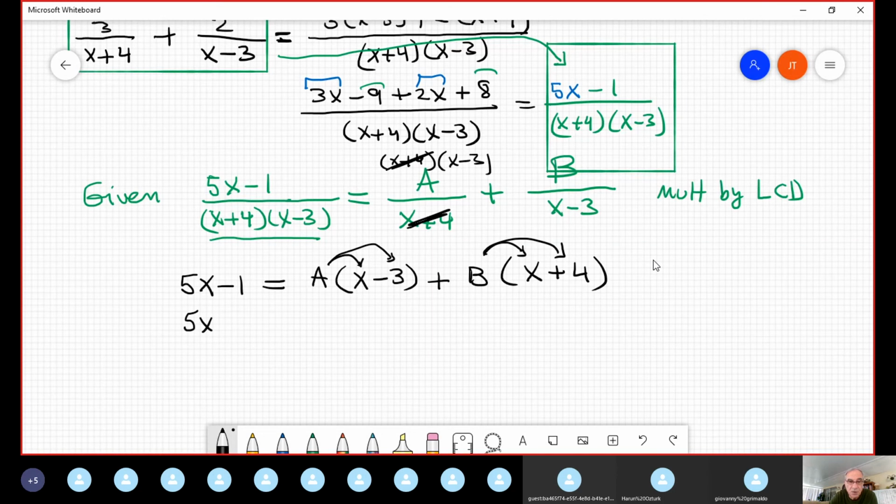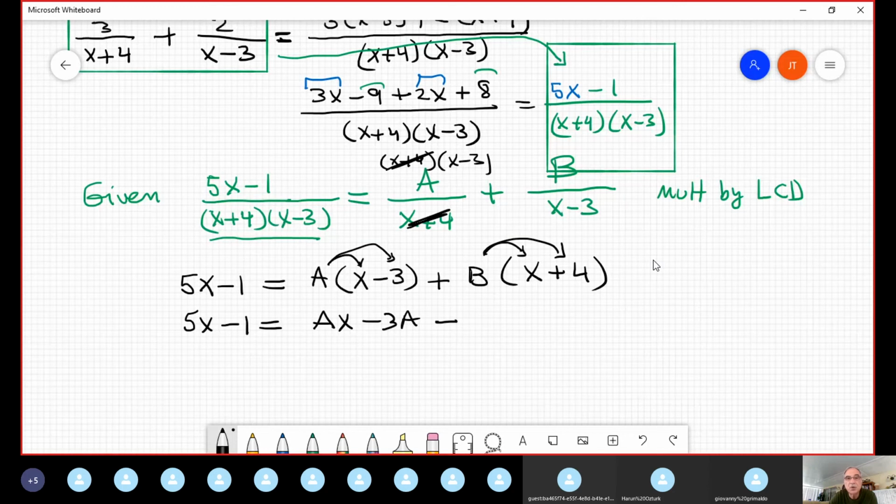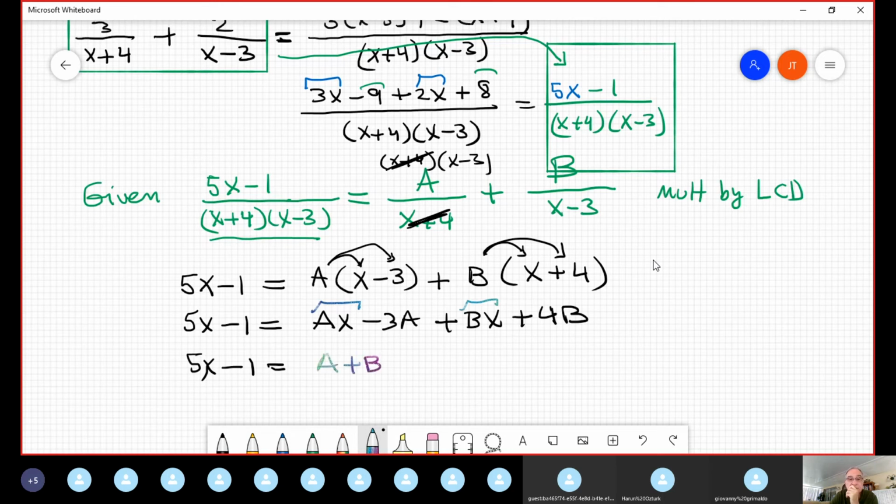There's 5x minus 1 is equal to ax minus 3a plus bx plus 4b. And we combine, but we cannot combine because you don't know the number, no? You don't know the number, but okay, I group at least, like a factorization by grouping. The terms that contain x in one side, so a plus b x, and you factor out x. In the other side, I put minus 3a plus 4b.